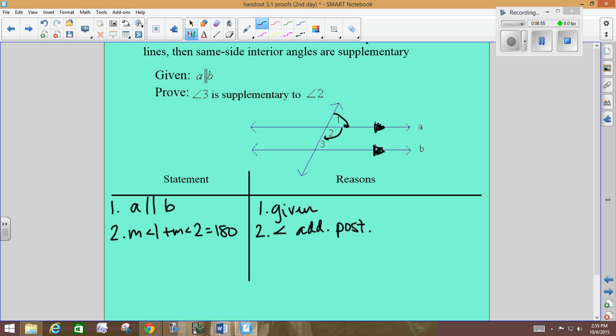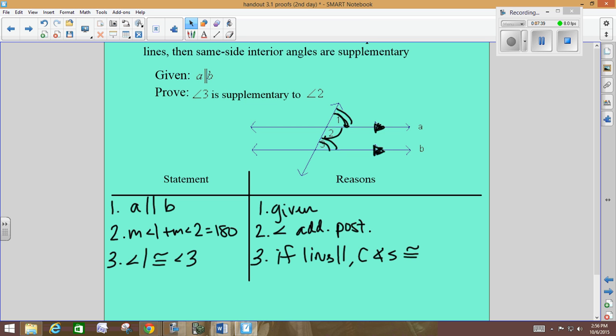Awesome. Good, because I've got 2 in my proof, but I'm trying to prove something about angle 3, and I don't have anything listed in my statements yet. You guys know anything about angle 3? It's congruent to angle 1. Good. Because angle 3 corresponds with angle 1, so they have to be congruent. And my lines are parallel, so definitely. Angle 1, congruent to angle 3. If lines are parallel, corresponding angles are congruent.